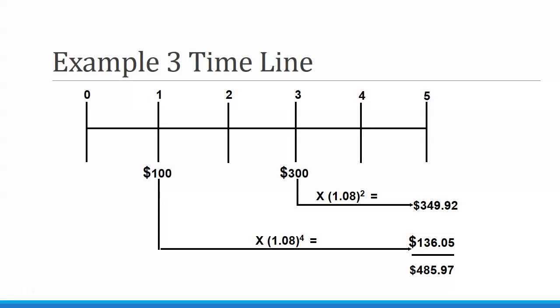We can see that on this timeline here, that at the end of year 1, we put in the $100. At the end of year 3, we put in $300. So we have 4 time periods for interest calculation for the $100 and 2 time periods for the interest calculation for the $300.